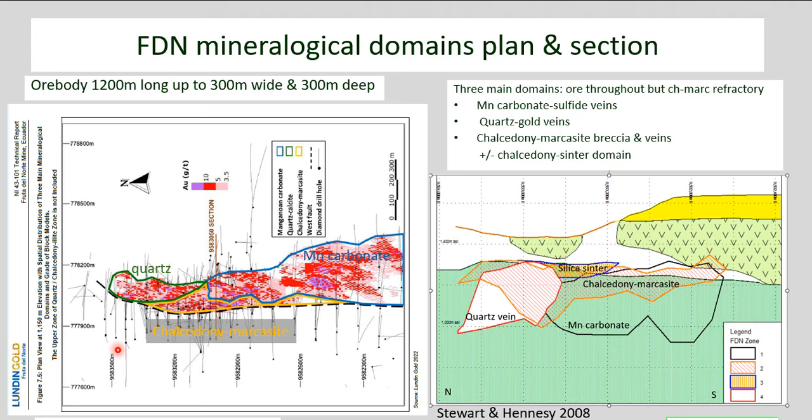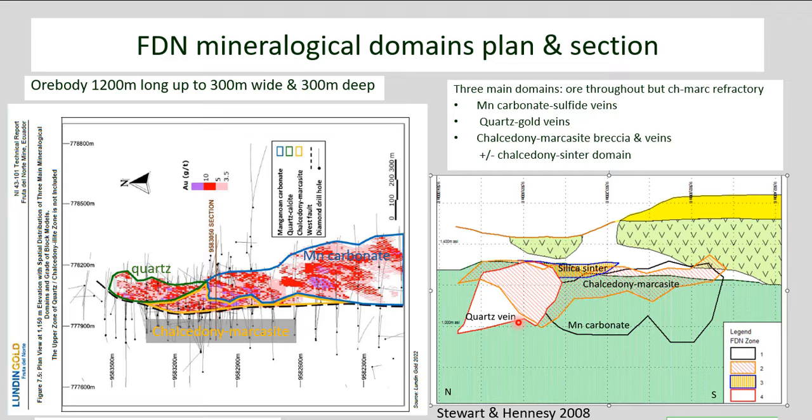Okay, so here's the latest model that I've seen from London about the distribution of gold. You can see in the left-hand diagram the overall grade distribution, the red, purple and pink, and the ore body is about 1,200 metres long and 300 metres wide. And in the right-hand diagram, which is an older one but says the same sort of thing, the mineralisation is about 300 metres deep.